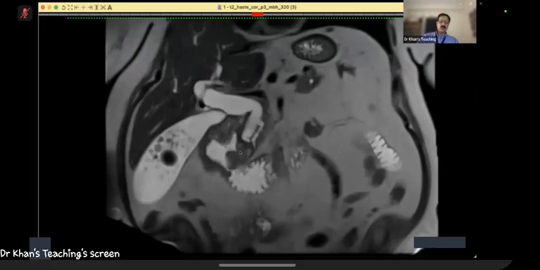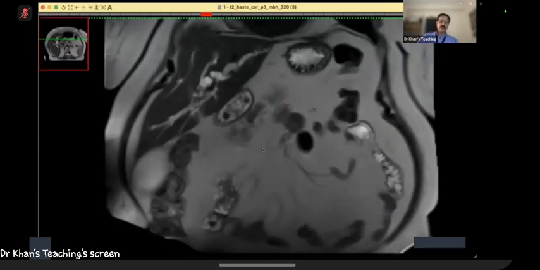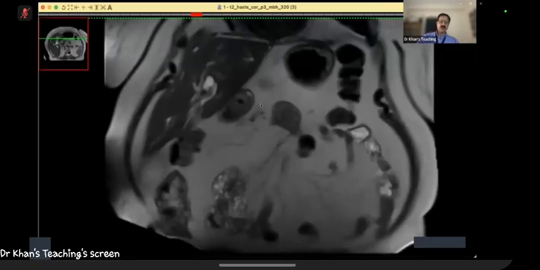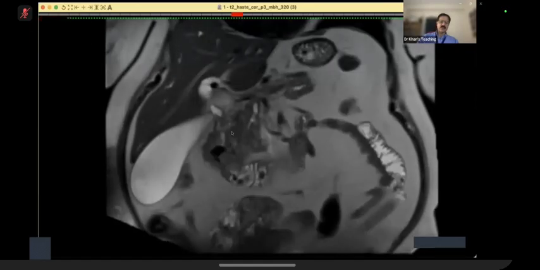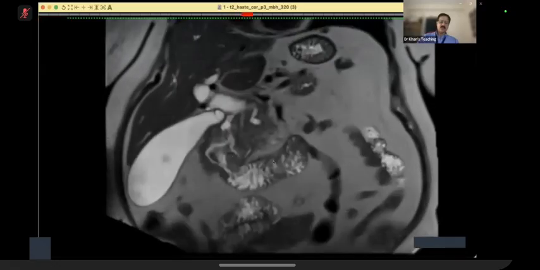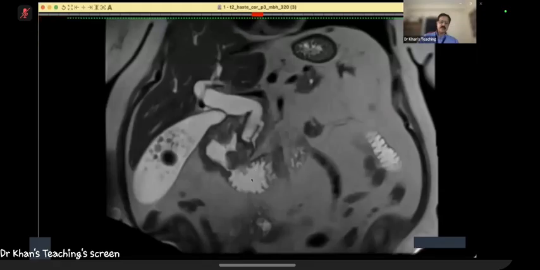Now, a mass has been picked up, but look at the epicenter of whatever is happening. If you trace it, this is the stomach, and this is the pyloric canal. Somewhere here will be the D1, and this is the D2. If I trace it up and down, this is the D3. If we trace it upwards, then you can see what is happening. Here, this is the lumen. So this lumen is within the D2, but look at the wall of this D2.